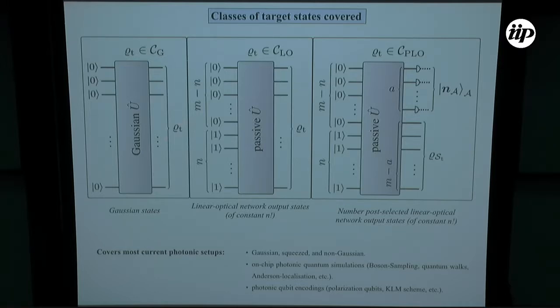Then you can have a different type of experiment where, for instance, instead of starting all modes in the vacuum in the beginning, you start some of them, you start n of them with one photon. You start with a Fock state with one photon in each of these n modes and 0 photons in the following m minus n ones. And then you apply a passive unitary, which is simply a collection of phase shifters and beam splitters.